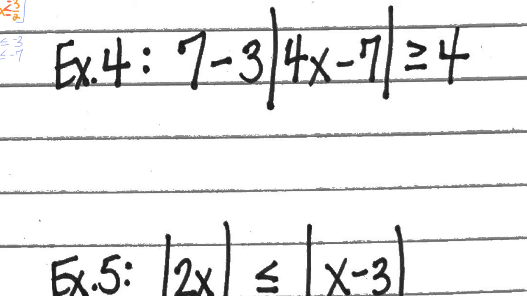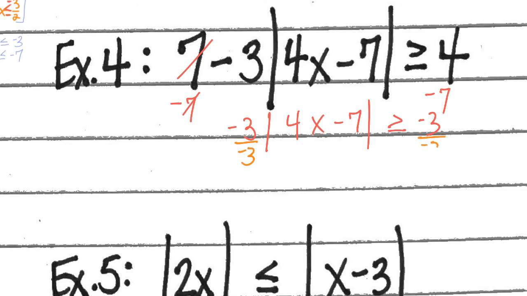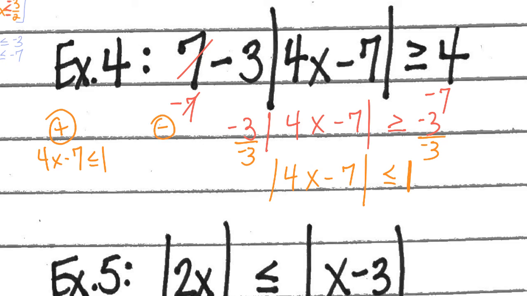All right, so let's go ahead. With a problem like this, we're going to get rid of everything around the absolute value first. And then I'm going to divide by a negative 3. Remember, when I divide by a negative, I flip the inequality. So from here is where I line up my plus and my minus. My plus will be 4x minus 7 is less than or equal to 1. My minus will be 4x minus 7 is greater than or equal to negative 1. And from there, we're going to solve.